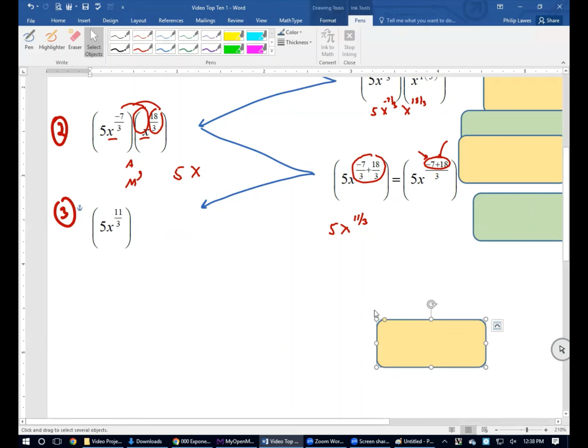And that is what we call ax to the n form, where a is 5 and n is 11 thirds.